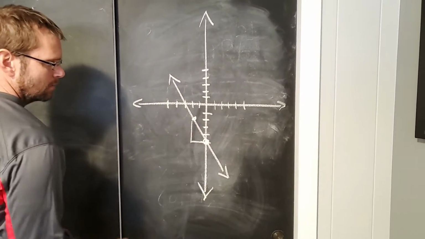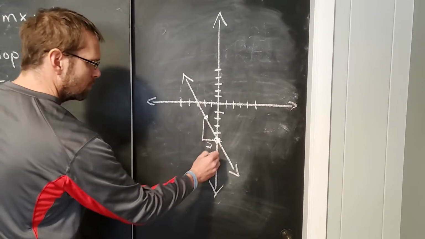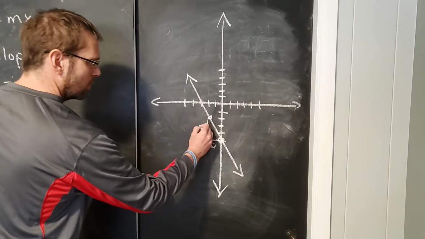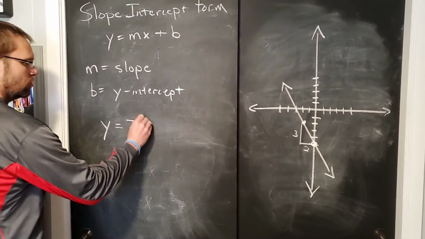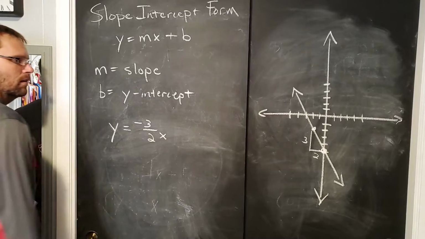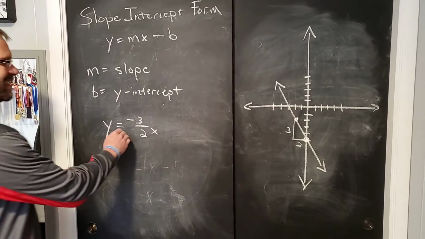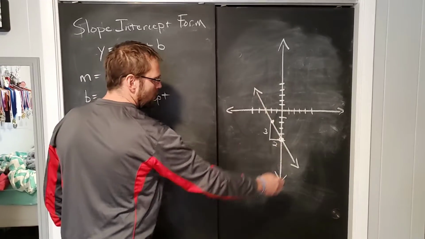If I do this, this goes over 2 and this goes up 3. Rise over run, even though I drew it that way, this is 3 over 2 x. Up 3 over 2 for my slope. It's negative because it's going down.